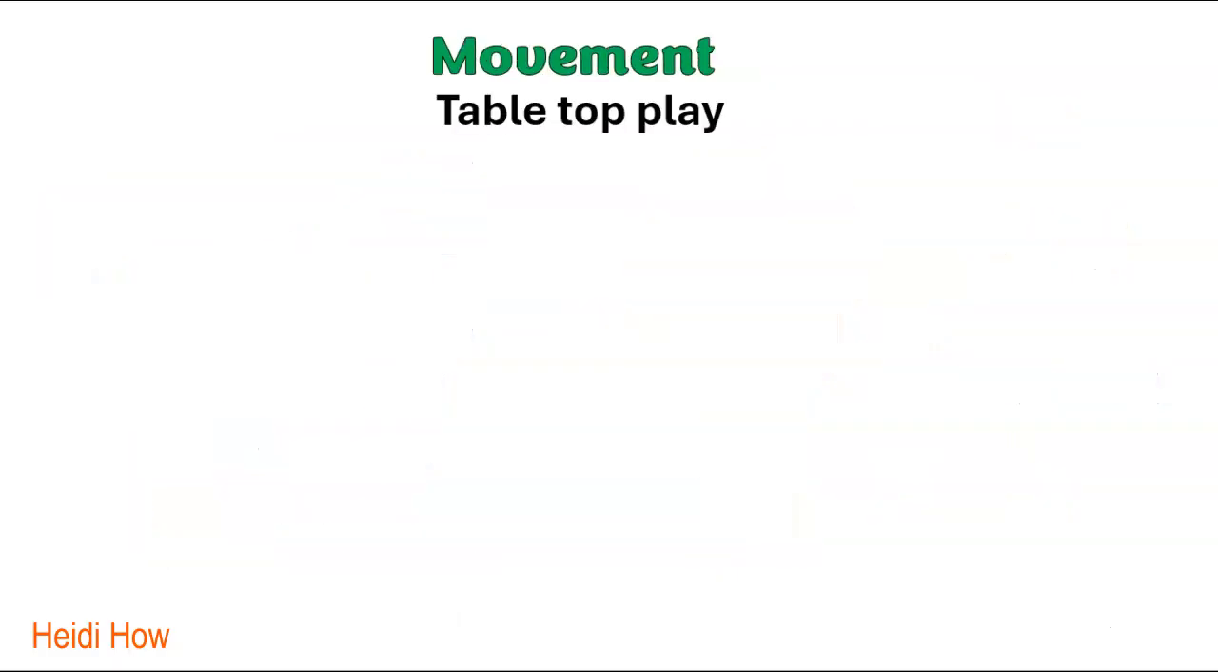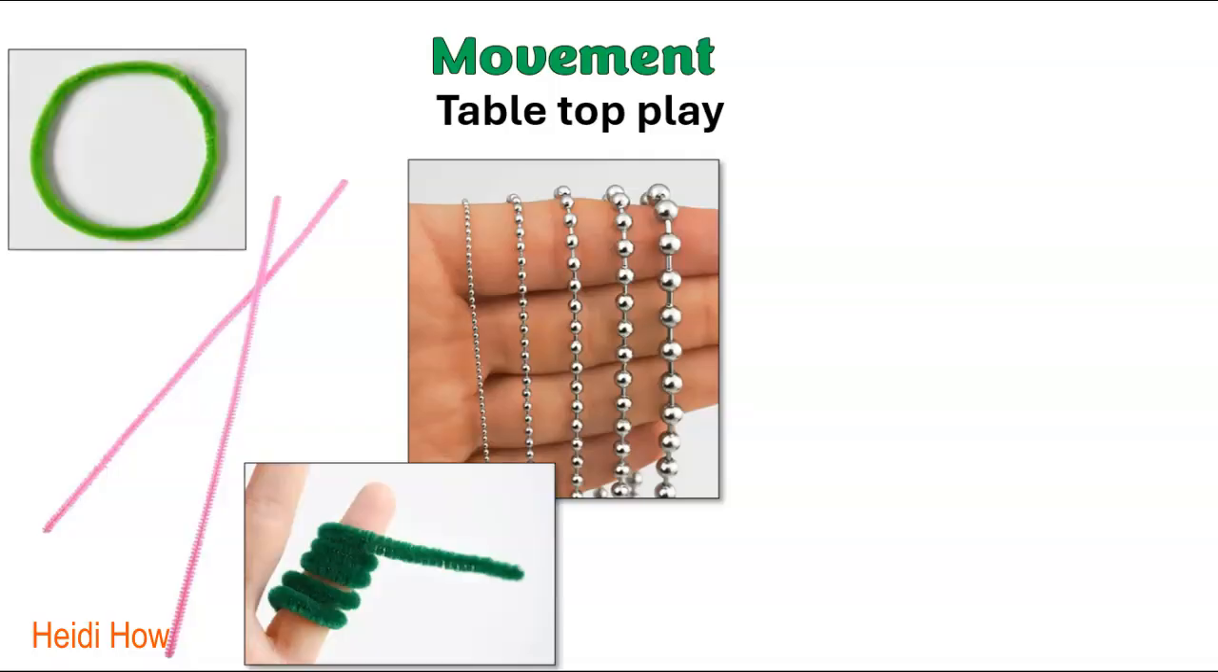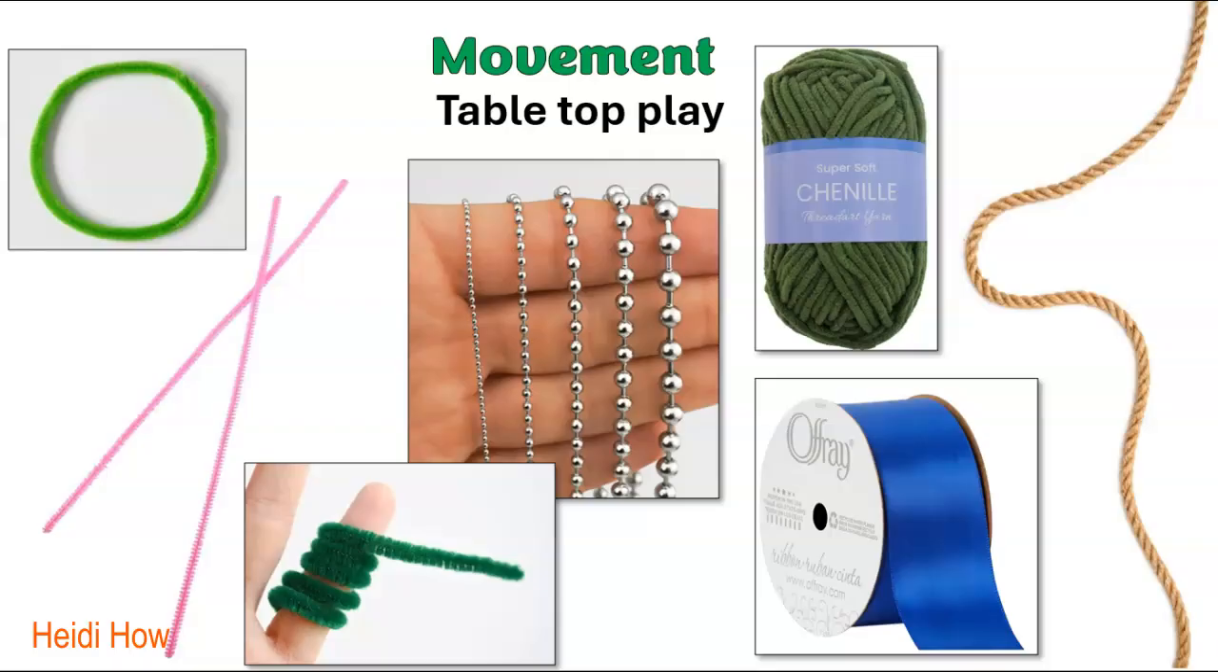You can also experience some movement by doing some tabletop play. Any kind of chain is great to wiggle and play with on the tabletop, but pipe cleaners are also cool. Yarn, ribbon, string. I challenge them to make all different kinds of lines. Can you make a straight line, a curved line? Can you make it wiggly, spiral, zigzag? Sometimes I will draw the line on the whiteboard and see if they can make the same line with whatever material they have on the table.